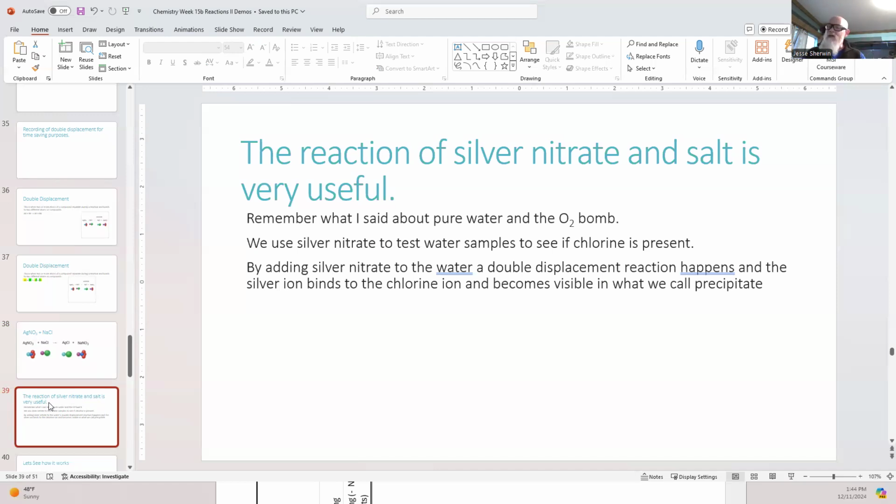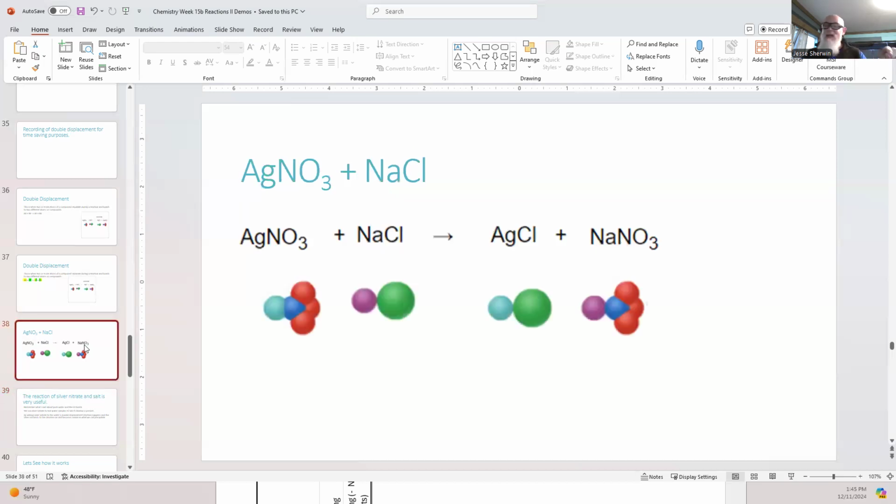Well, silver nitrate is a process that we could use to test the water to make sure the water is pure. What happens is we add silver nitrate to the water, and it has that double displacement reaction that we have right here.